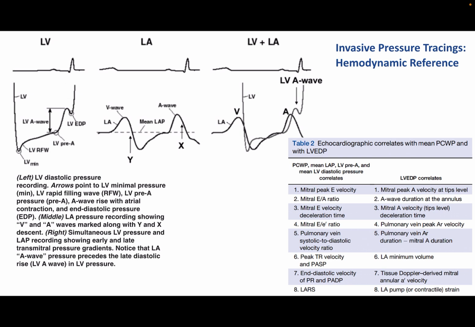The right panel shows simultaneous LV and LA pressure. The transmitral gradient, the difference between the LA pressure and the LV pressure during early filling, is what drives the E wave velocity. When left atrial pressure is elevated, the E wave gets bigger and faster. This is the conceptual foundation of E to E prime as a filling pressure surrogate.